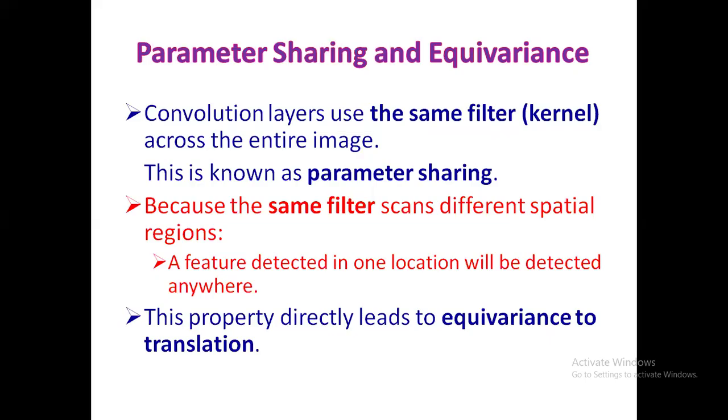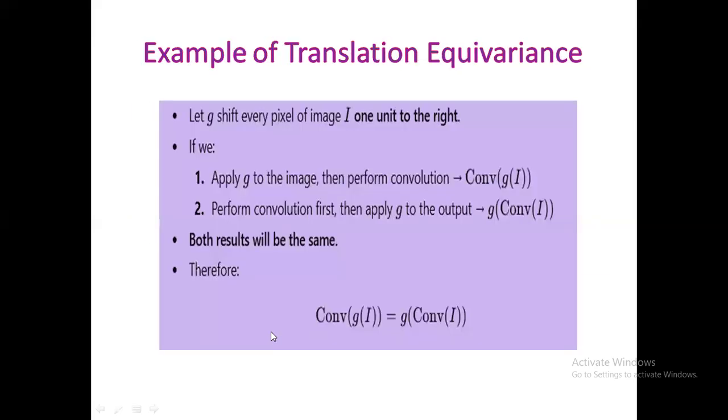Parameter sharing not only reduces the total number of parameters in the model, but also directly contributes to the equivariance property, since the response of the filter is not tied to a specific position. Next, the example of translation equivariance.